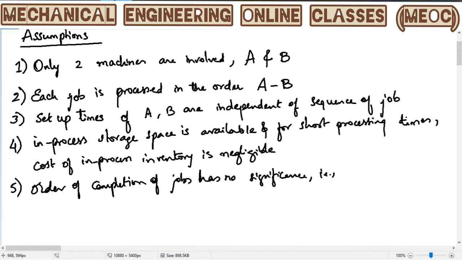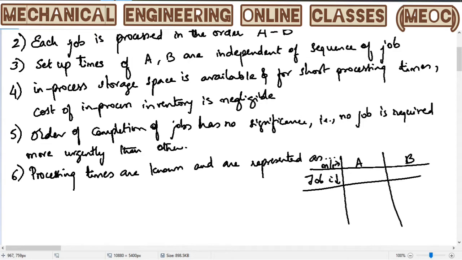And the fifth point is that the order of completion of jobs is not important. It means no job has a special priority, like this job is required immediately or that job is not needed until the end. There's nothing like that. Every job can be chosen in an order such that the total elapsed time can be minimized. So there is no priority on a particular job. Job means the workpiece that is going to a machine, for example.